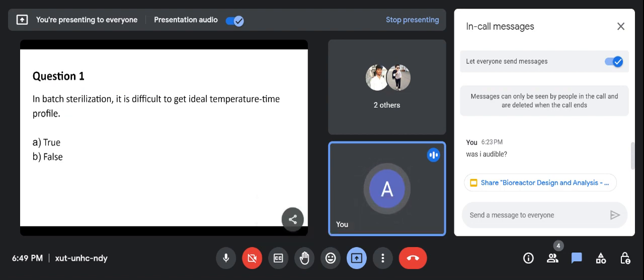So in batch sterilization, it is difficult to get ideal temperature time profile. Do you think it's true or false? Just write it in the chat. Whatever you think the answer is.